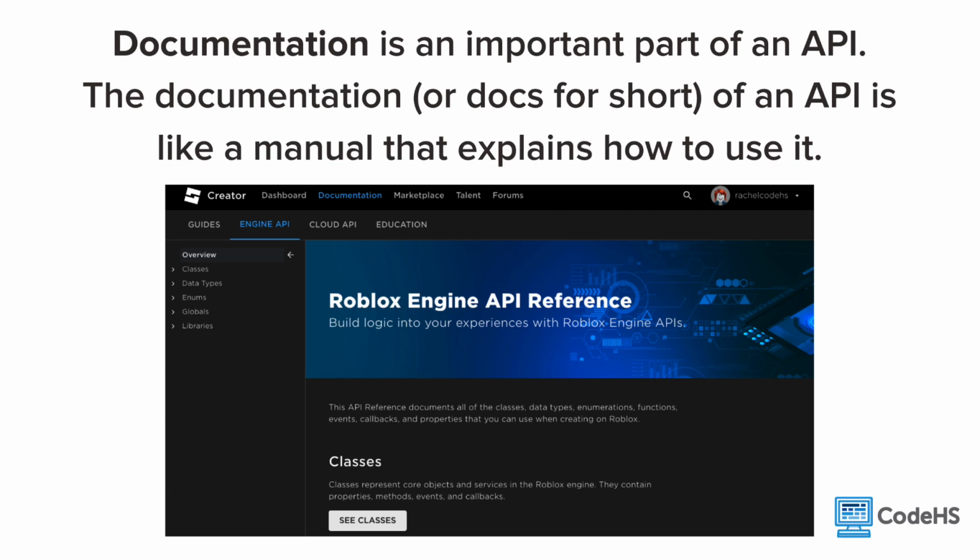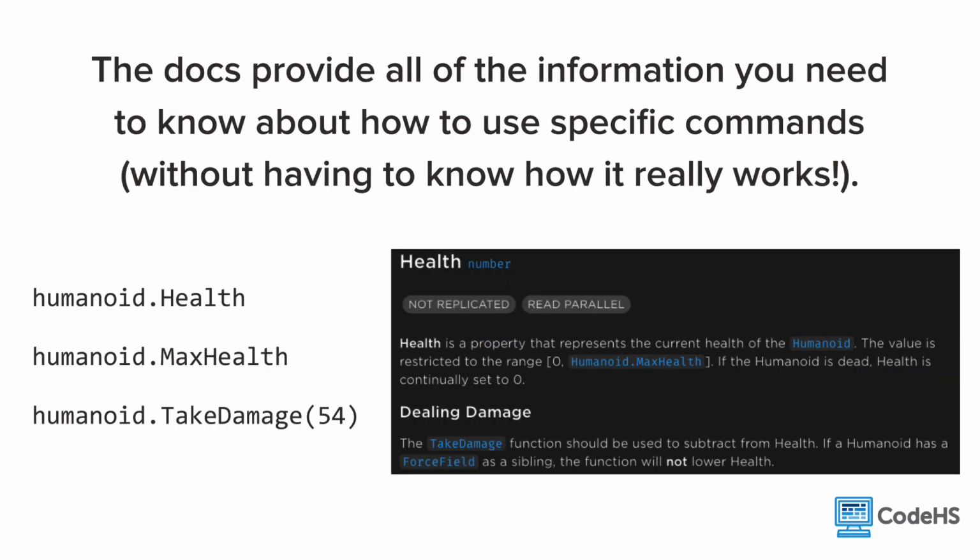Documentation is an important part of an API. The documentation, or docs for short, of an API is like the manual that explains how to use it. Roblox has extensive documentation on their API. Going back to the player health functions, in the Roblox docs, you can find specific information on how these functions work. This is extremely important. Even though you don't have to worry about how these functions work behind the scenes, you still need to know how they work in general. Otherwise, you might use them incorrectly or be confused about why your program isn't working.